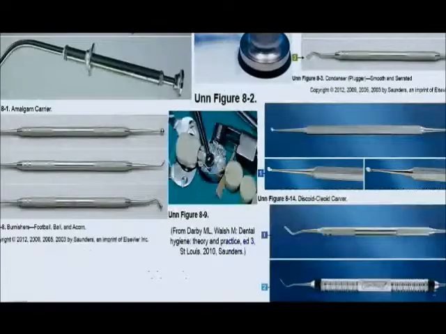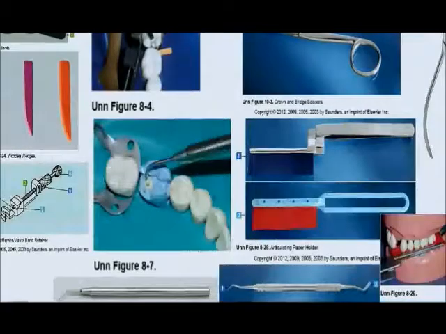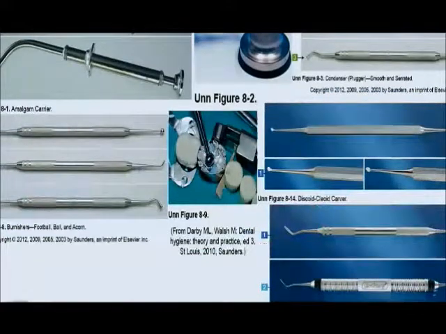So if we're talking amalgam, we've got a carrier where we will fill the carrier up. Condense it with the condenser, smooth it with a burnisher, and then carve it using either a carver or a Clio discoid or a Hollenbeck. So these different types of instruments are used for amalgam.